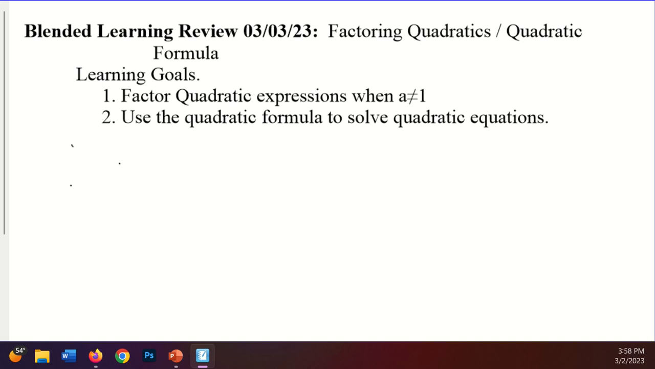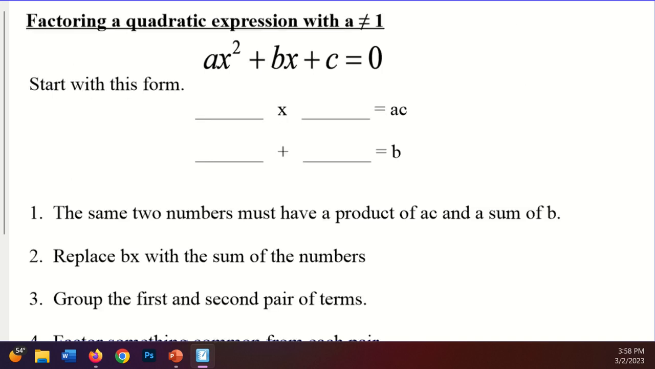We're going to factor some quadratic expressions when a is not equal to 1, and then we are going to use the quadratic formula to solve some quadratic equations. So, what does that look like?